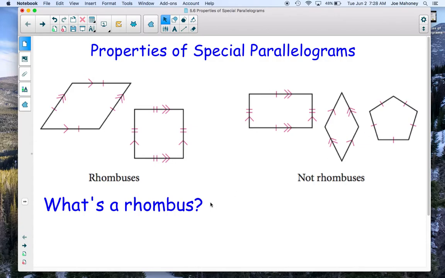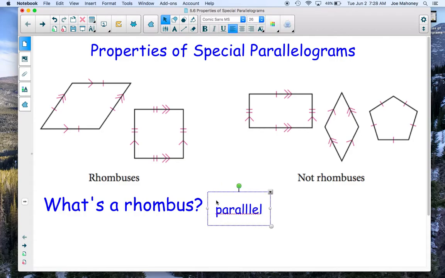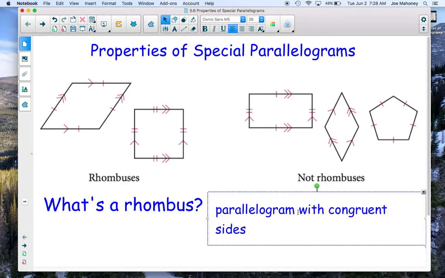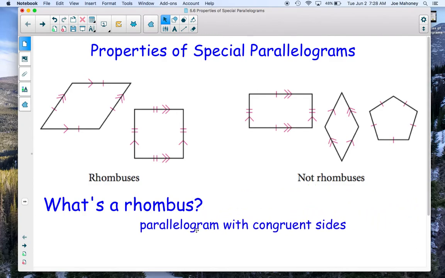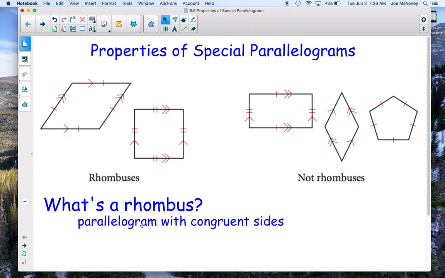So what's a rhombus? What if we say that a rhombus is a parallelogram? Did you notice that's a parallelogram? It's a parallelogram first because the opposite sides are parallel with congruent sides. So that's a nice little definition for a rhombus. But I got something that's even better. I'll show you another one I like.